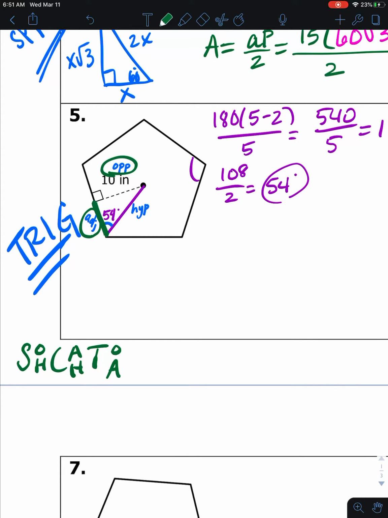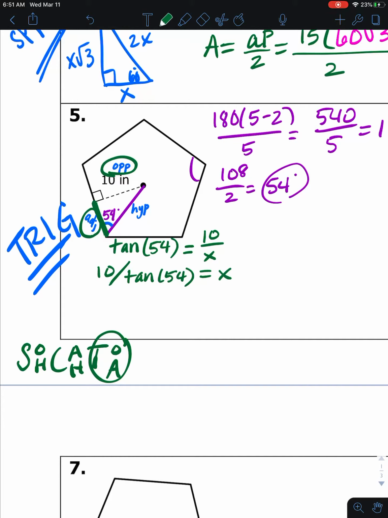Which one uses opposite and adjacent? That's right, class, tangent. So we set it up as tangent of the angle, 54, is equal to 10 over x. Now remember, when x is in the bottom, you're going to divide, right? So 10 divided by tan of 54 will give me x.